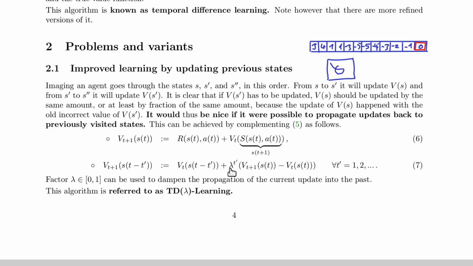If this prefactor would be 1, then we had the situation that I've just described, that would allow this one here to update all states from left to right. But typically one chooses a value somewhere between 0 and 1 to avoid these problems, and one takes the exponent t'. So the value of the previous state is updated most, and then as you go into the past, they will be updated less and less.